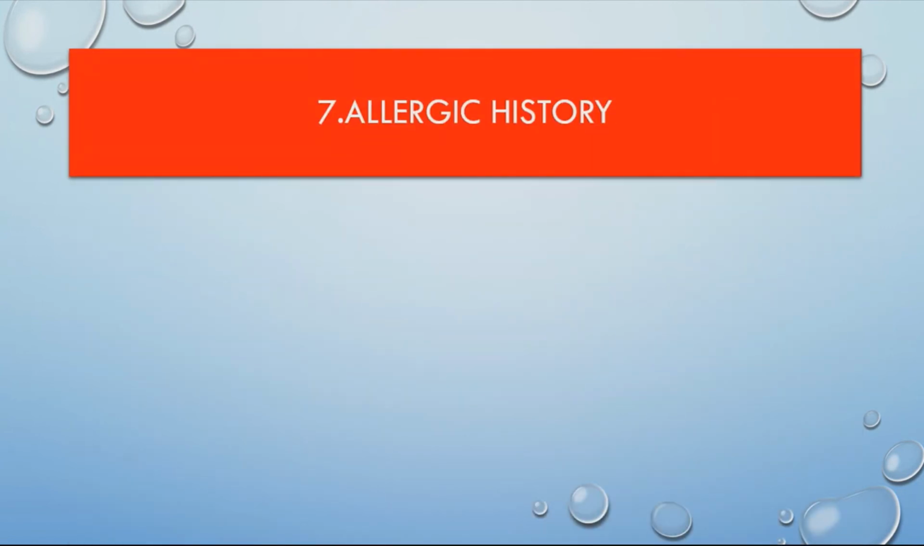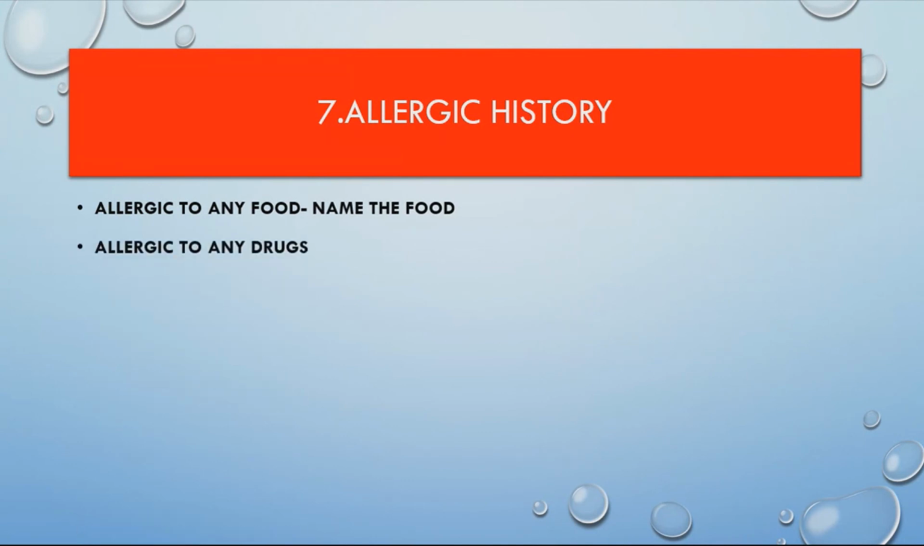The next one is allergic history. We have to ask, do you have any allergy to food? If the answer is yes, we have to ask what the foods are, name the foods, and also ask about allergy to any drugs, and allergy to plaster.